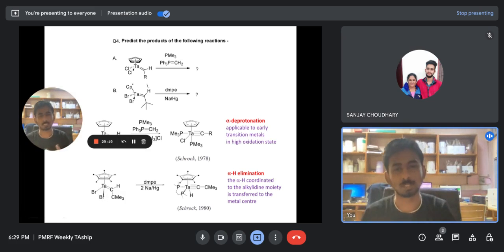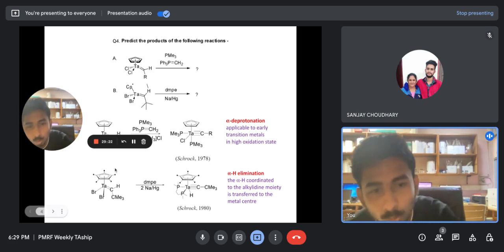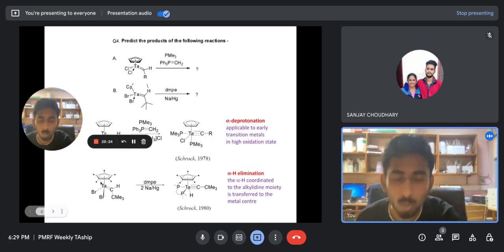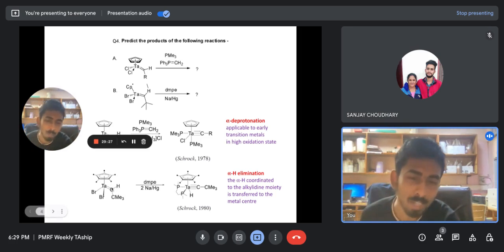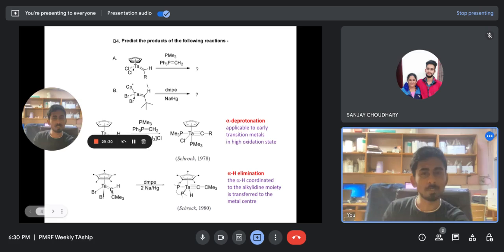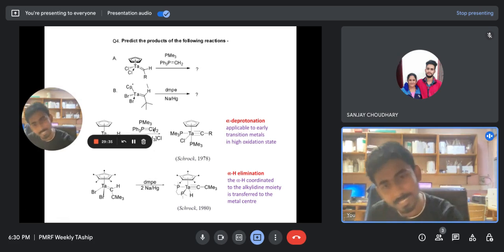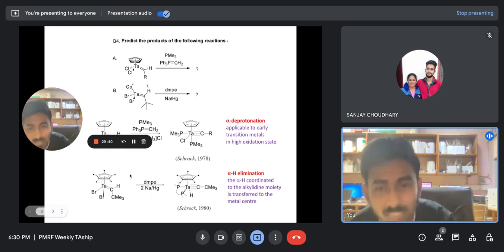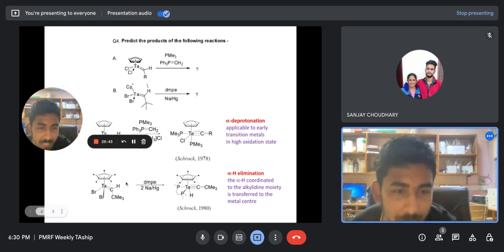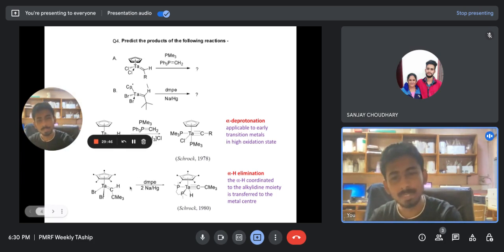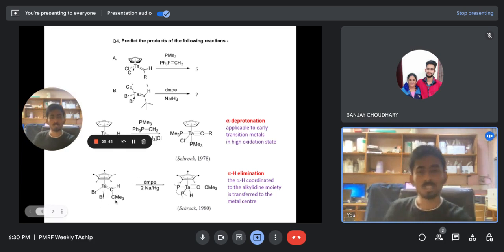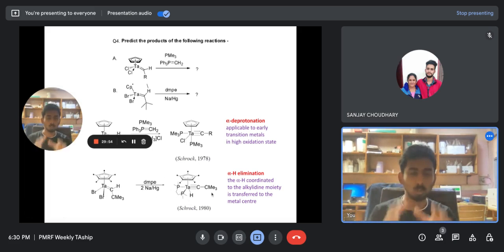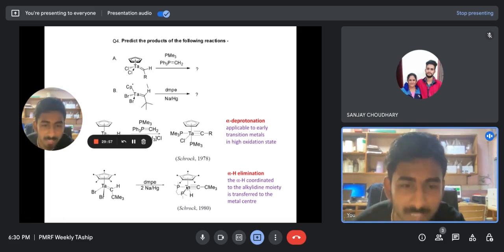molecules of NaBr, the salt sodium bromide, and also there is alpha hydride elimination, that is, this alpha hydrogen is coordinated to the alkylidene moiety. Here, since no base is given, as in the earlier case where a very strong carbanionic kind of reagent, Wittig's reagent, was there, but here it is not the case, this alpha hydride will be eliminated from this alkylidene moiety, and it will be transferred to the tantalum center. So now, since this DMPE, that is dimethylphosphinoethane, is also there to stabilize the molecule, it will be bound to the tantalum center.